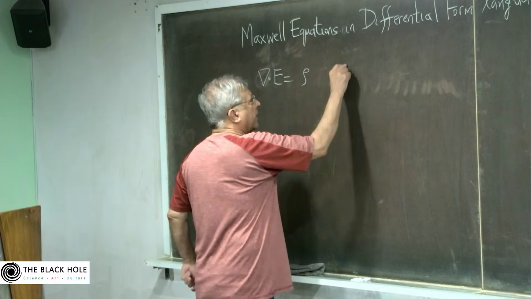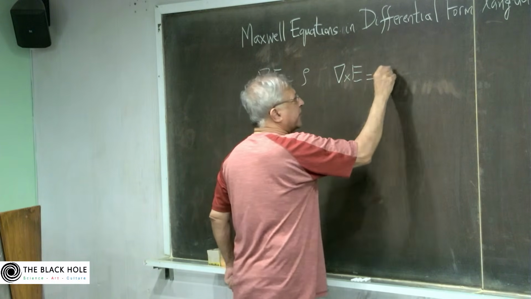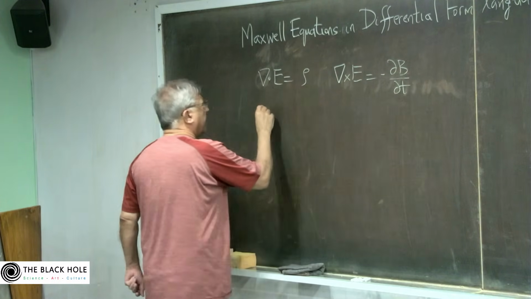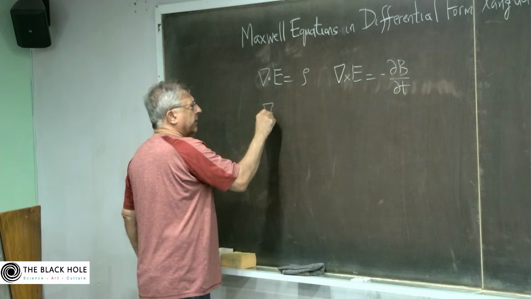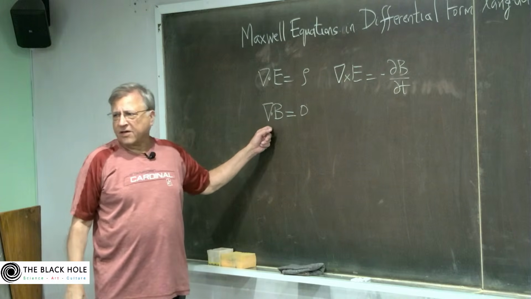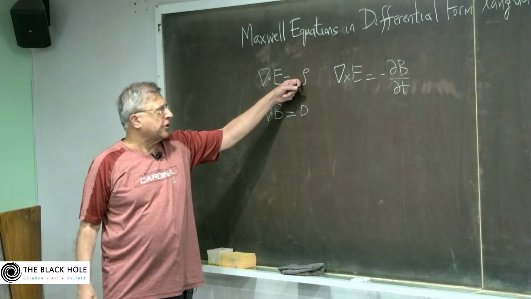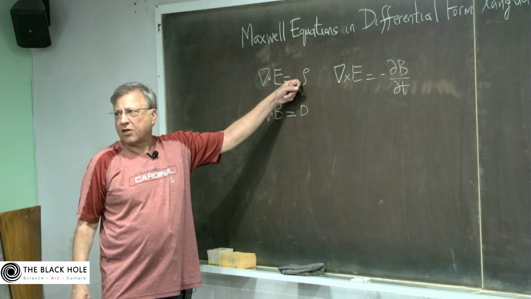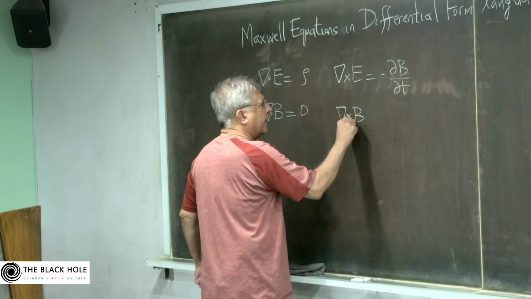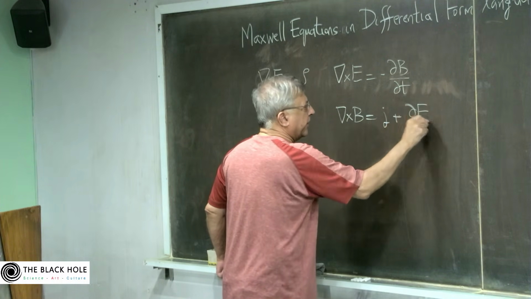We also need an equation for the curl of E, which is minus dB by dt. And then we have the same thing for B. This is the equation that tells you that there is no magnetic monopole, that there's no source which is that of a charge. And then the curl of B is J plus dE by dt.